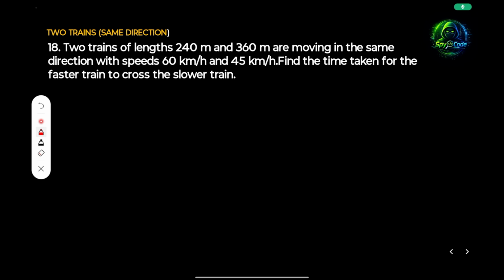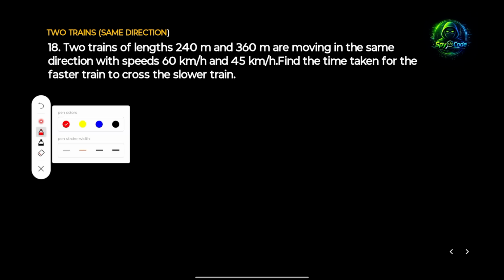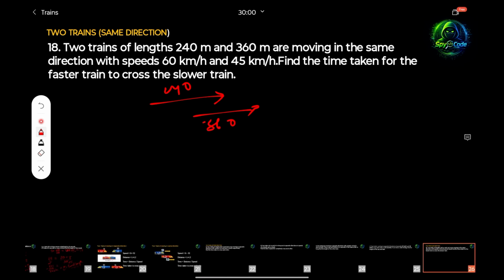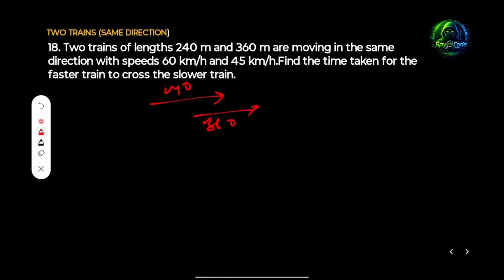So two trains of length 240 meters and 360 meters are moving in the same direction with speeds of 60 km per hour and 45 km per hour. We need to find the time taken for the faster train to pass the slower train. This is a very simple question. Let us solve this. We know that two trains are moving in the same direction. One is 240 meters and another one is 360 meters. The speed of train 1 is 60, the speed of train 2 is 45.